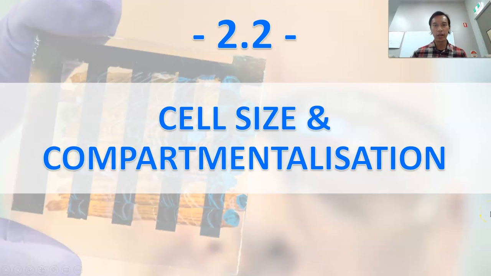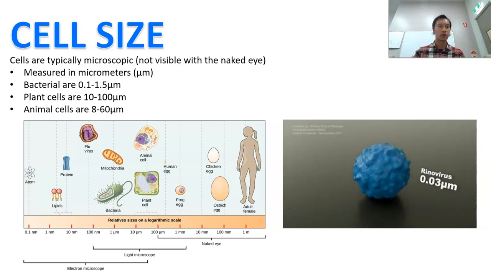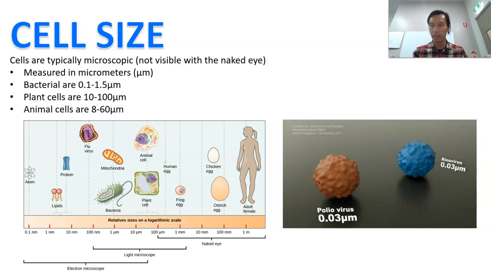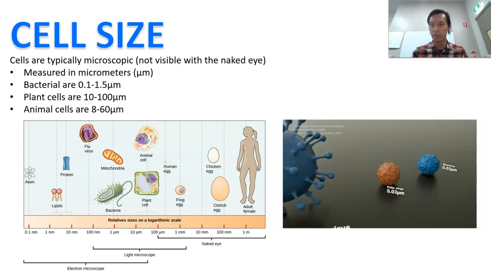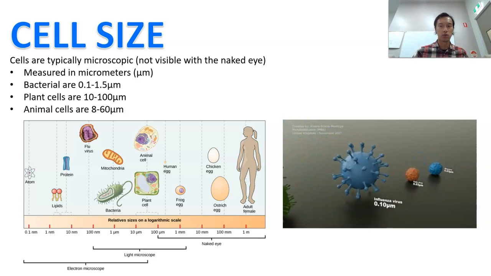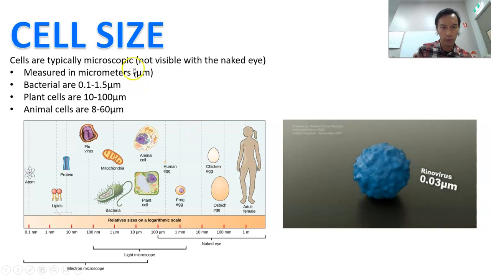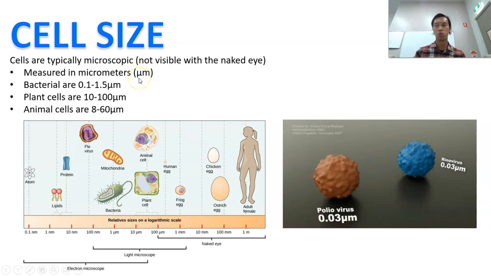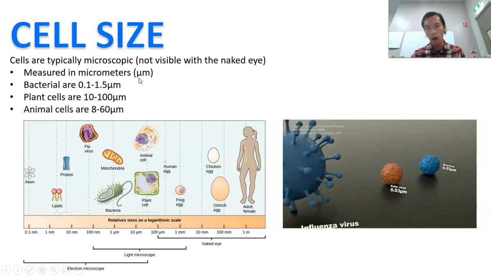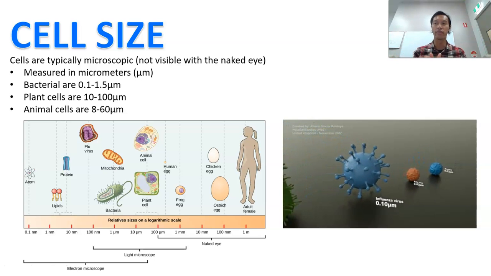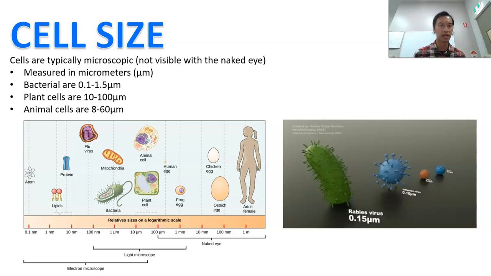Hi guys, today we're going to look at 2.2, cell size and compartmentalization. Okay, so cells are typically microscopic. That is, they are not really visible to the naked eye. And so when we talk about that kind of scale, we're usually talking about micrometers. A micrometer, represented by this particular letter here, is 1/1,000,000th of a meter, or 1/1000th of a millimeter.